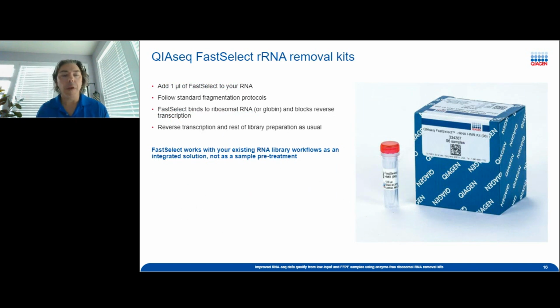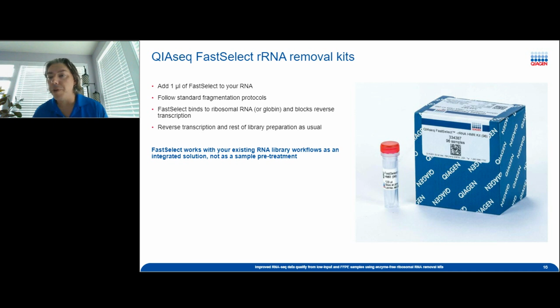If you think about the steps around the FastSelect method, what we basically sell is a solution. With this solution, you add 1 microliter to the RNA that you're starting with. We typically use 1 microliter if we have a microgram or more input. If you're starting with less RNA, we often dilute FastSelect. FastSelect will work with your standard protocol.